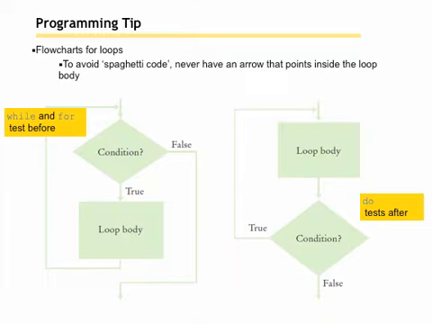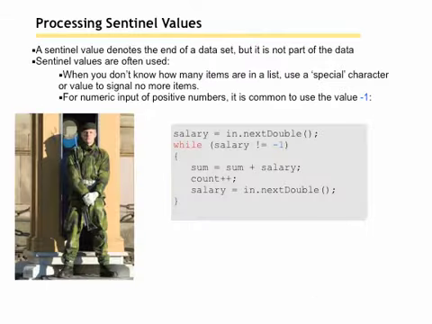Flowcharts are very good for planning out your loops. To avoid spaghetti code, that's code that's more difficult to debug, modify, and maintain, never have an arrow that points inside the loop body, and don't have flow lines cross one another. So you'll notice in these two examples, the one on the left is the pre-test loop. While and for are tested before the loop is entered. And the example on the right is an example of a post-test loop, where the loop control condition is tested after the loop is run at least once.